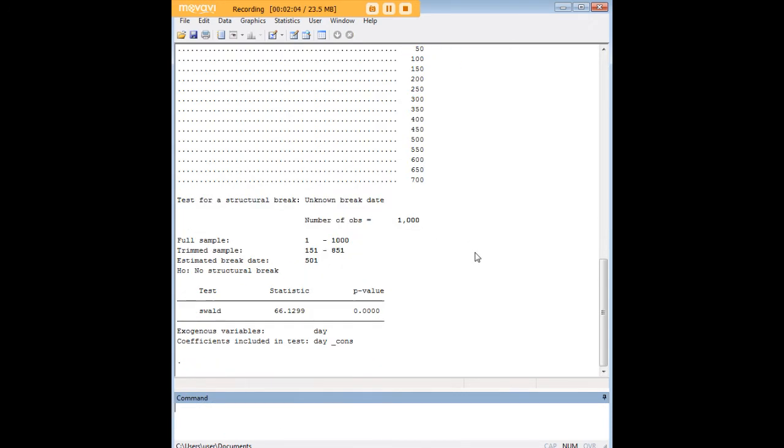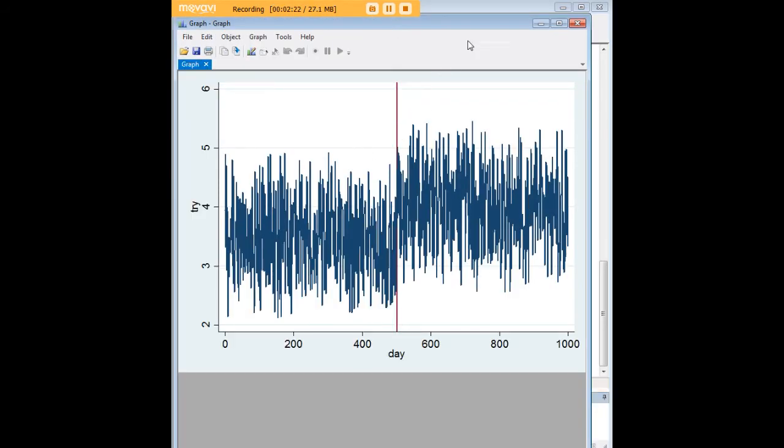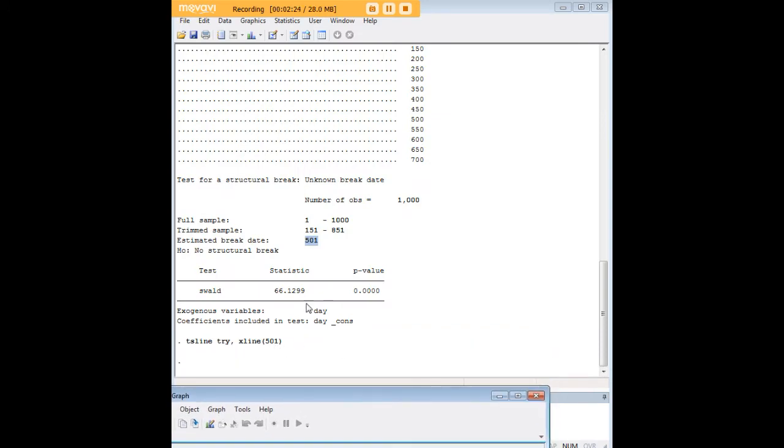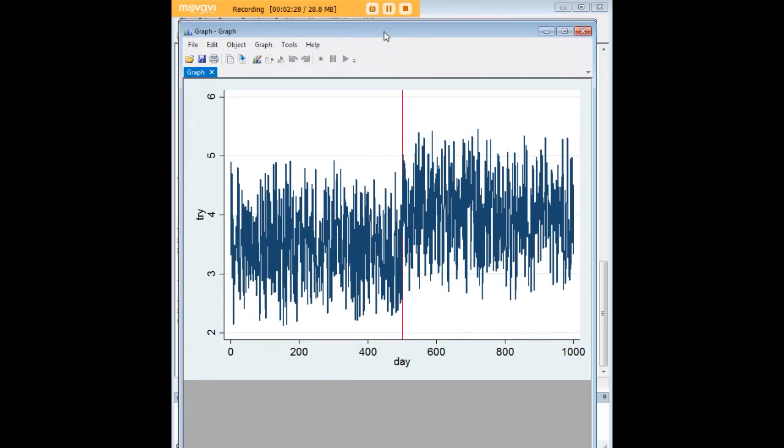That was a whole bunch of stuff, but at the end of it, we found that there was in fact a breakpoint at 501. Something changed there, and we know that not just because I created the data to generate that effect, but also because if we do this time series line graph, and notice that I put in xline 501 to represent the break, you can see it. There's a before period and an after period. In the before period, the Turkish lira is relatively stronger against the dollar, and in the after, it's relatively weaker. But there's a whole lot of variation here and a lot of overlap.